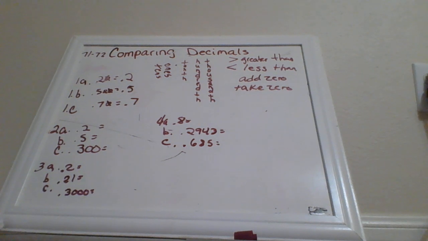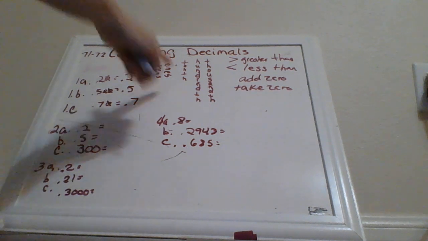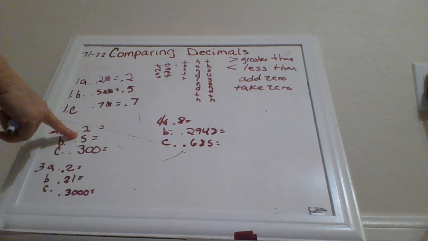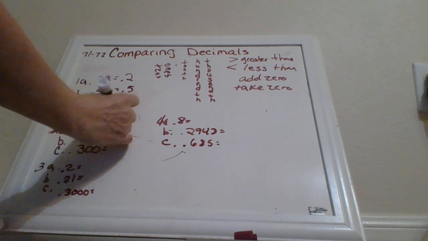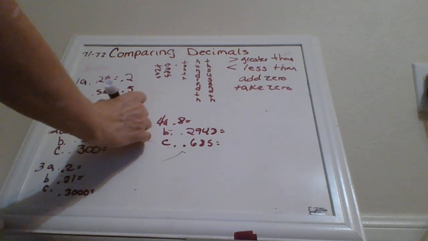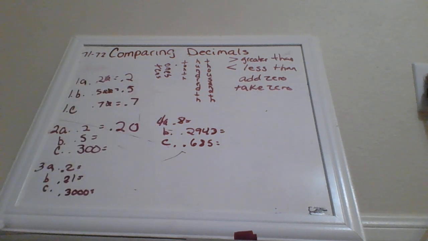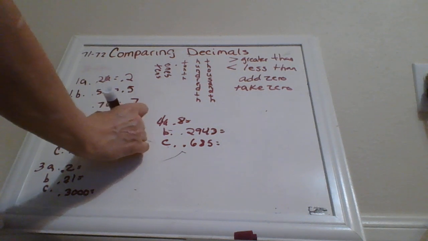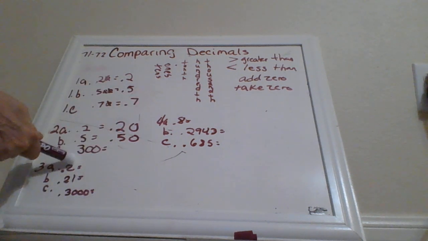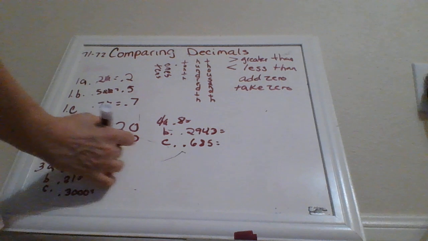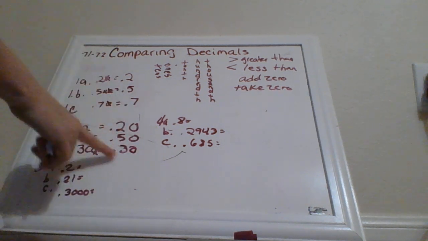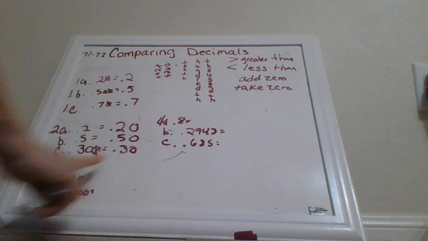Okay, for section 2, they want you to end in the hundredths place, which would be 2 places after the decimal. Now the first one you're going to have to add a 0 because you only have 0.2, so it'll change to 0.20. The next one you're going to add a 0, 0.50, and then the last one you're going to take off a 0, making it 0.30, and all of these now end in the hundredths place.